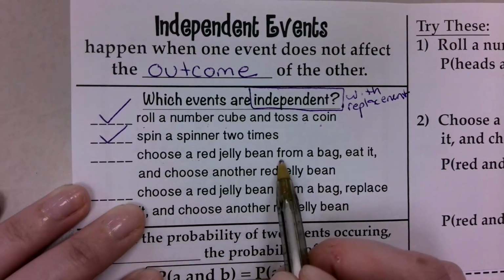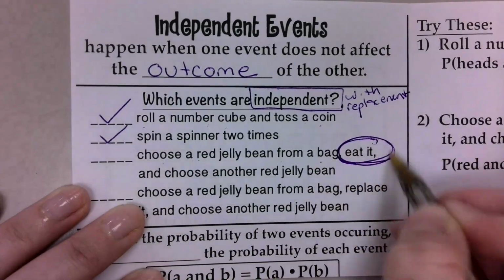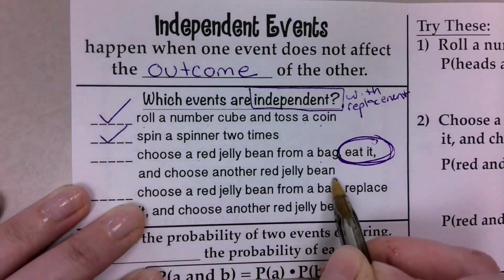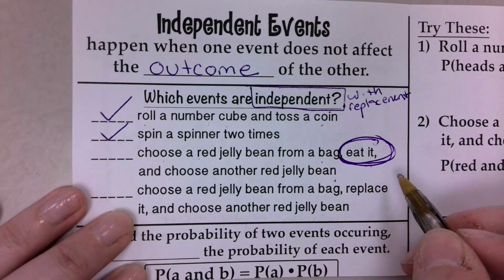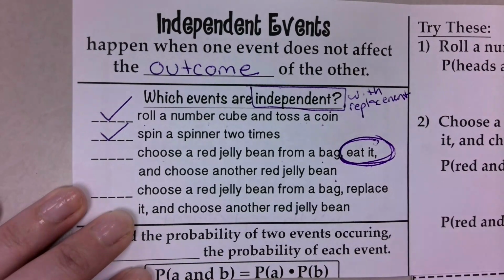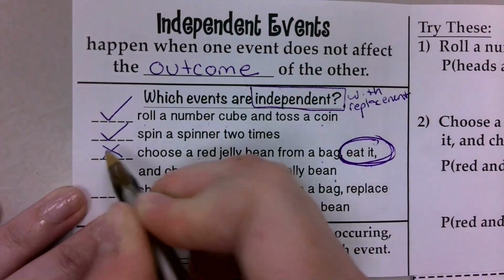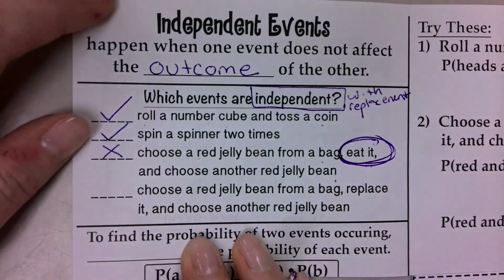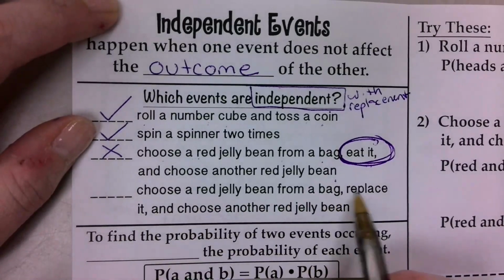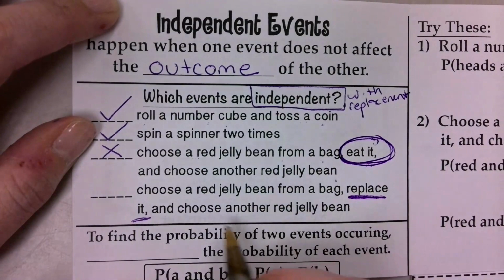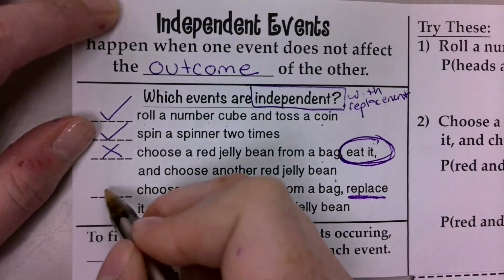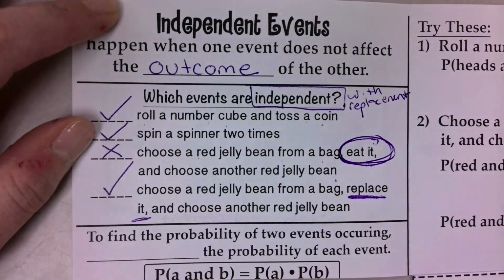Choosing a red jelly bean from the bag, eating it, and choosing another red jelly bean. If I ate one, how could I possibly put it back? And don't be gross by saying you could throw it up. You can't put it back. You ate it. It's gone forever. So this is not an independent event. Choose a red jelly bean from a bag, replace it, so you're putting it back, and choosing another. This indeed would be an independent event.